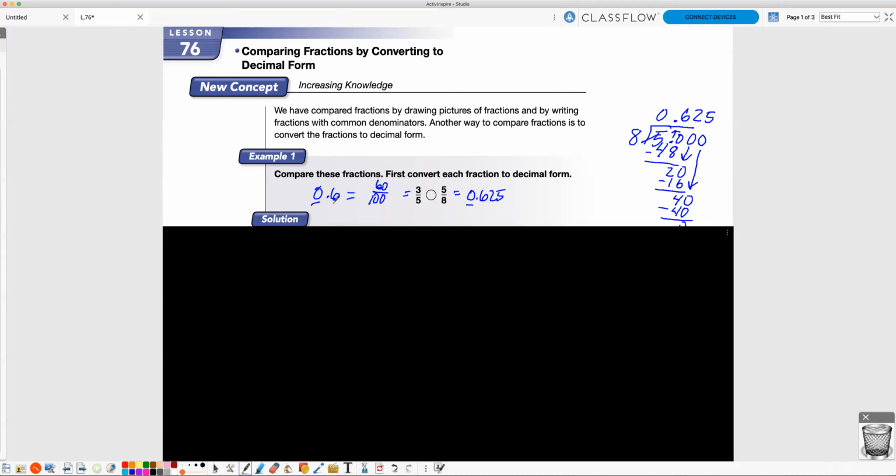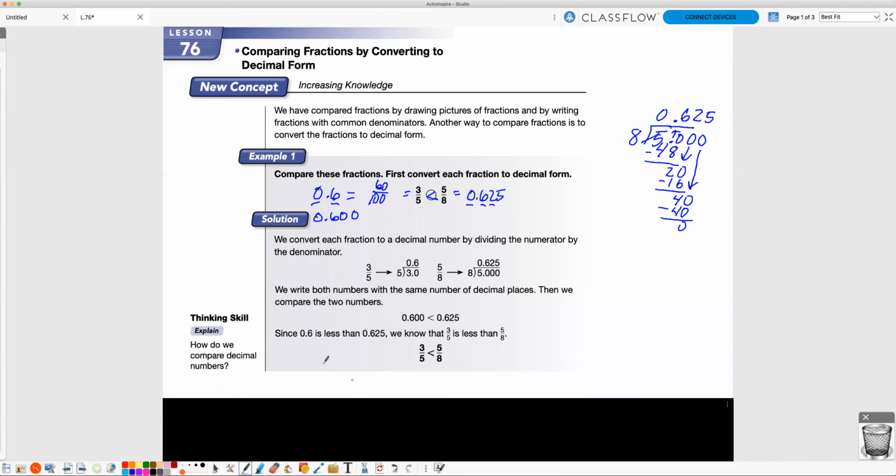So because of that, I now compare these two, and I look at this 0 and this 0. They're both the same. I look at this 6 and this 6, and they're equal to each other. Well, this one does not have a 2. This one does have a 2. So this would be technically having nothing there. That would be like this. If we had 600 thousandths, this would be 625 thousandths. Therefore, I can see that 625 thousandths is going to be greater than 600 thousandths, or 600 thousandths is less than 625 thousandths. That means that 3/5 is less than 5/8. So that's how you would look at that.